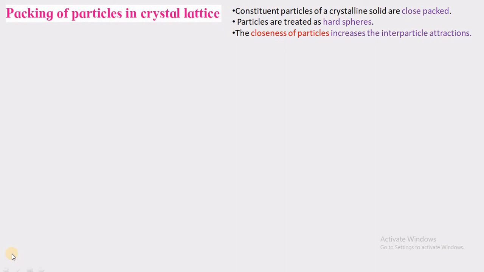Today we are going to see the packing of particles in a crystal lattice. In the previous lecture we have seen the constituent particles per unit cell, the relationship between density, molar mass and edge length of a cubic unit cell, and the problems based on that. And today, how the packing of these particles in a crystal lattice takes place.